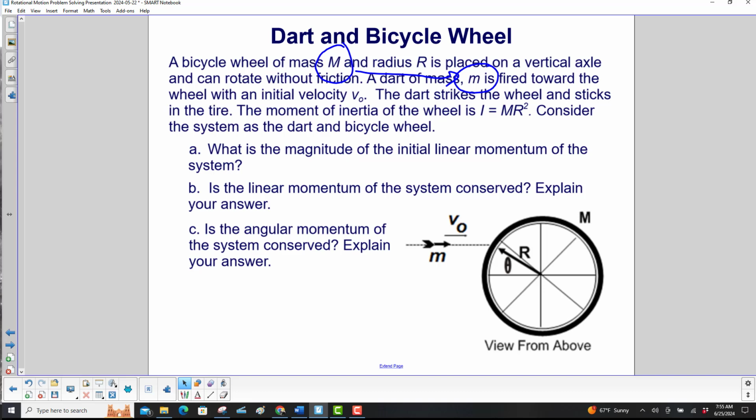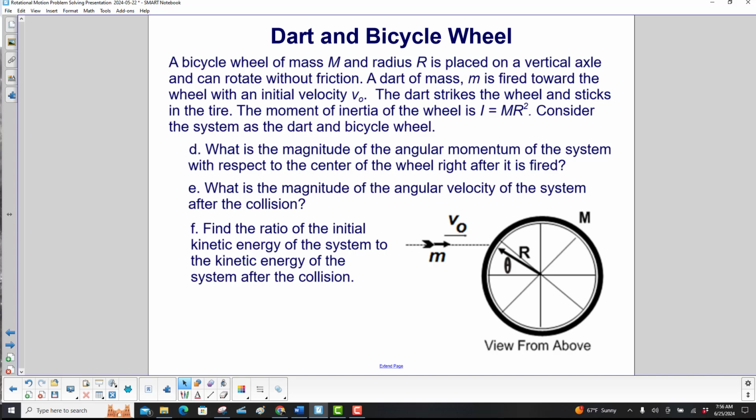The moment of inertia of the wheel is I equals Mr squared. Consider the system as the dart and bicycle wheel. A. What is the magnitude of the initial linear momentum of the system? B. Is the linear momentum of the system conserved? Explain your answer. C. Is the angular momentum of the system conserved? Explain your answer.